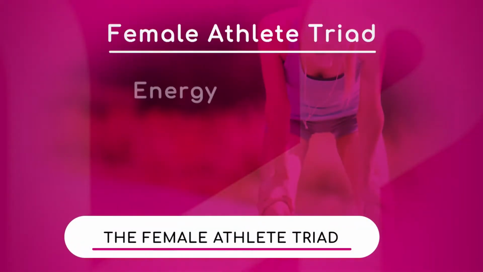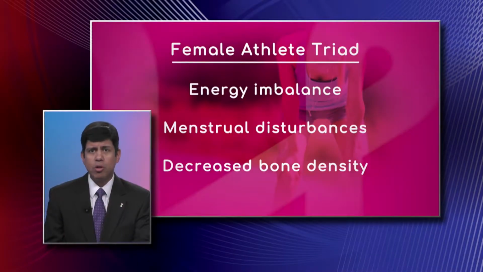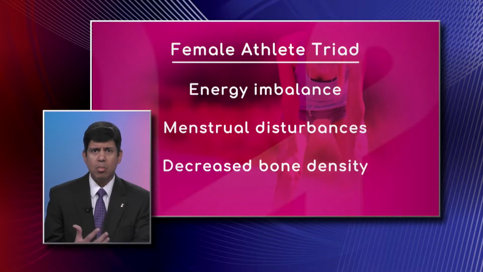What is the triad? Well, we used to think of the triad, at least when it was first described, as essentially disordered eating, amenorrhea, which is the absence of menstrual periods, and stress factors. But now we know it's more of a spectrum of disorders where the key component is the energy imbalance. We're essentially not consuming enough calories to meet our body's demands. And then that leads to problems.